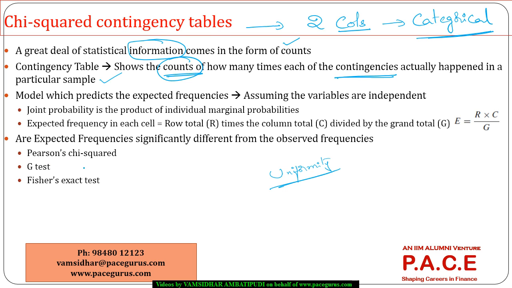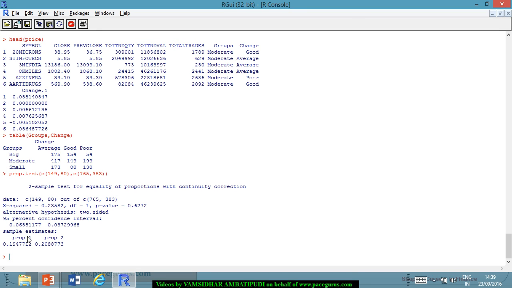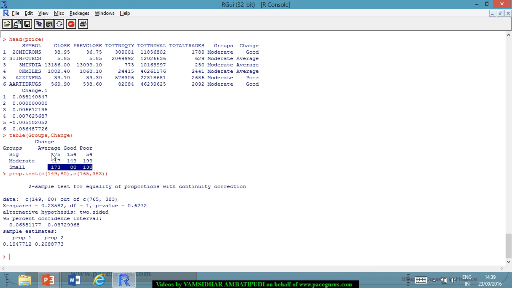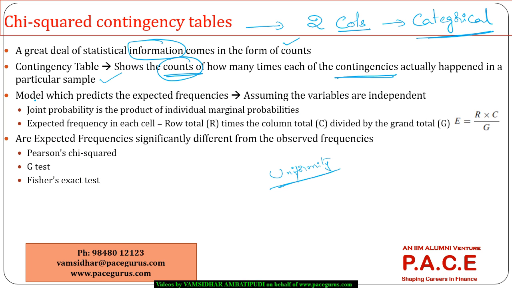Now, generally what we are more interested in looking at is, are these proportions more or less uniform across the groups? Is the distribution of average, good, poor uniform across each of the groups? Is there some kind of bias? Are there more average, more good in the big group, more poor in the small group? Do I have such partialities, or are the proportions more or less uniform across the groups? That is the typical business requirement that we assess through this contingency table analysis.